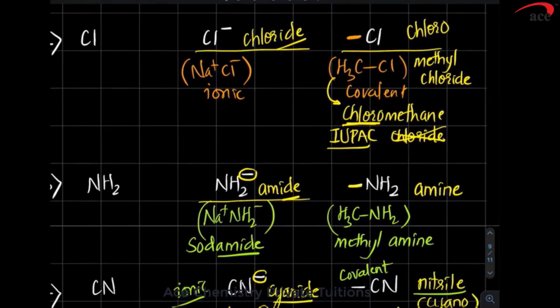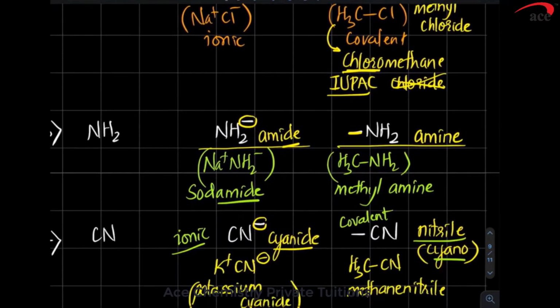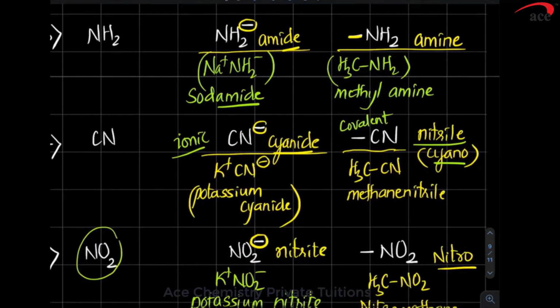When NH2 is ionic, amide. When it is covalent, amine. When CN is ionic, cyanide. When it is covalent, nitrile or cyano. Similarly, when NO2 is anion or ionic, nitrite. And when it is covalent, it is nitro.